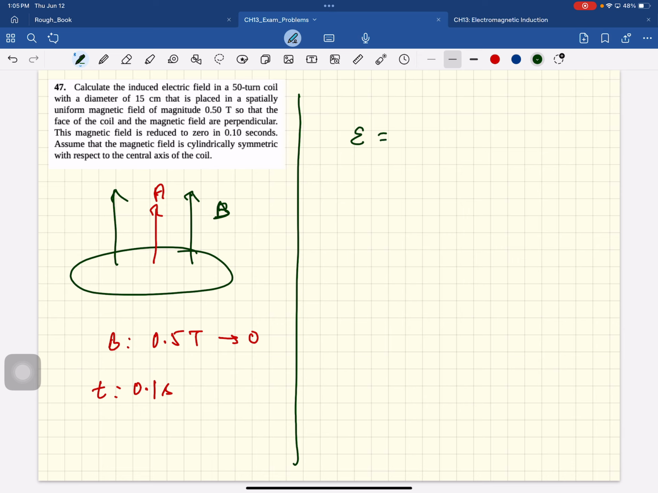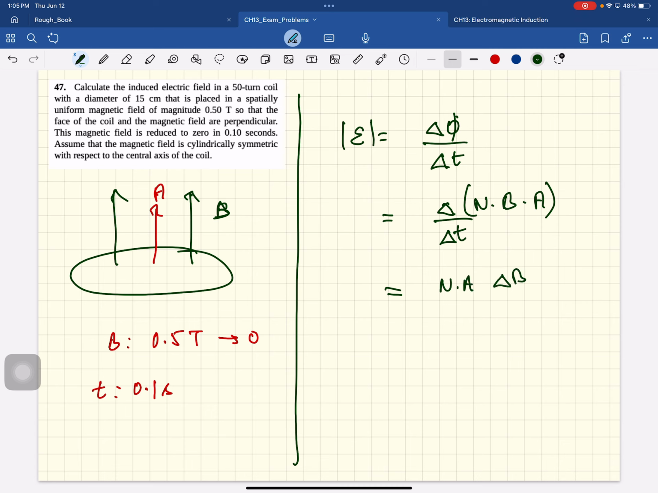The induced EMF is del phi by del t, equal to del by del t of N, the number of turns of the coil, times B times area. So the magnitude of the induced EMF is N A del B by del t. And that is equal to the electric field times the length of the coil. What is the length of the coil?